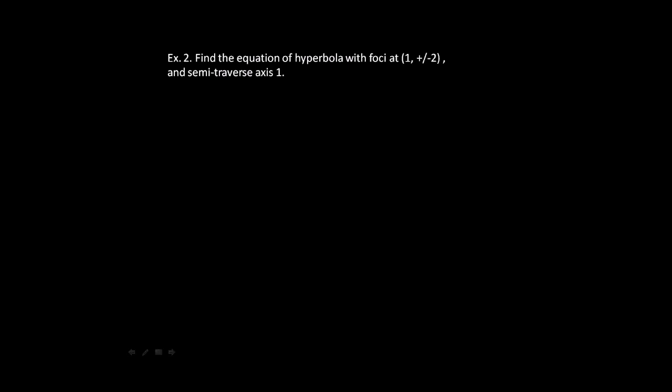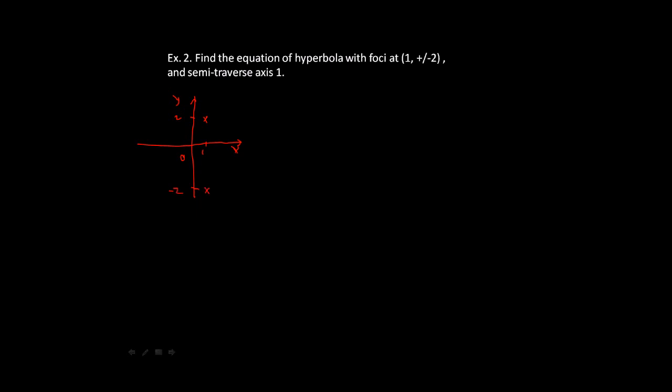So we have the xy axis here. This is the origin. And what we have here is one of the foci is (1, 2), right? So let's say this is 1 and we have 2 here. So one of the foci points is here. The next one is (1, -2). So let's say this is negative 2. We have another foci point here.